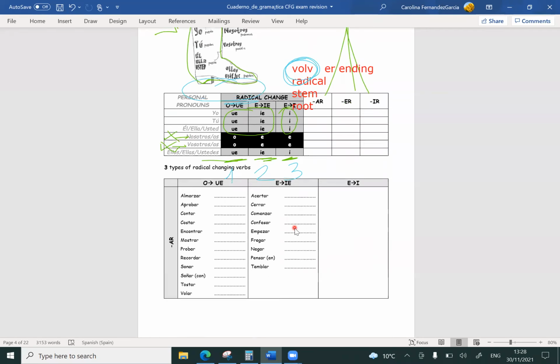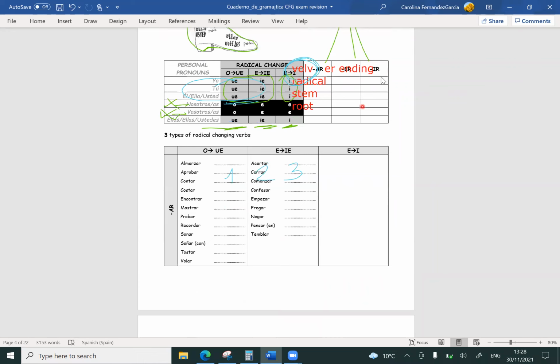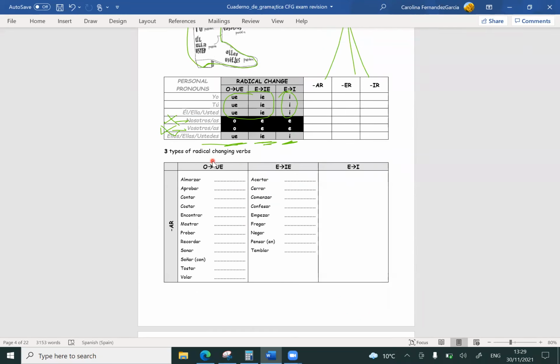Because we have a list here, okay? So I'm going to go through the meaning of these verbs in the list. As you can see at the top, you have O to UE, E to IE, and E to I. So we're going to start with the verbs that are AR verbs. And remember, all this is the present tense. So all these O's that you can see here in all those verbs are going to change to UE. Remember, inside the shoe, outside the shoe.